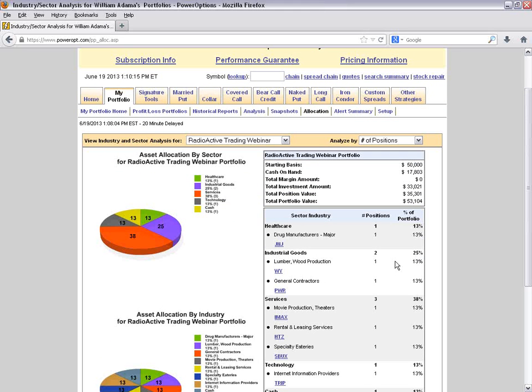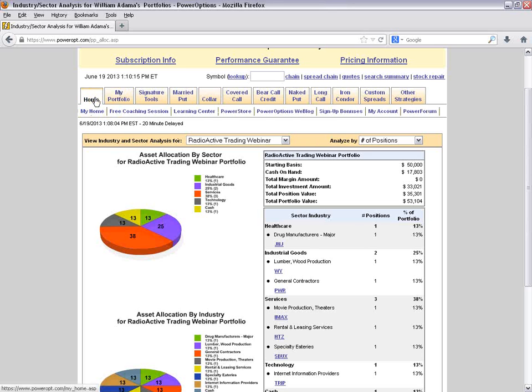The first thing I do, by the way, in my actual trading account, not the webinar account, but in my actual PowerOptions account, where I have my Fidelity portfolios open, my Options Express portfolio, and so forth, I'm tracking my actual trades, which the Fidelity one mirrors what we just saw in the radioactive trading position.